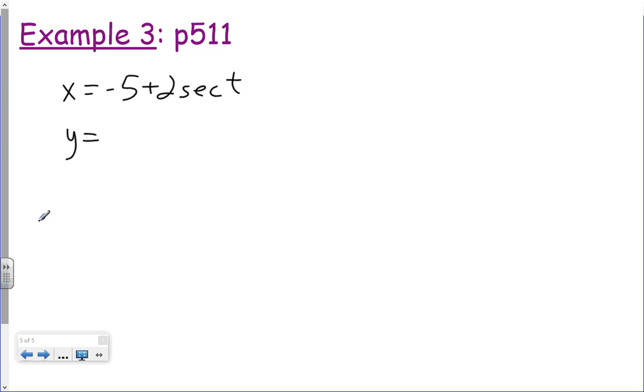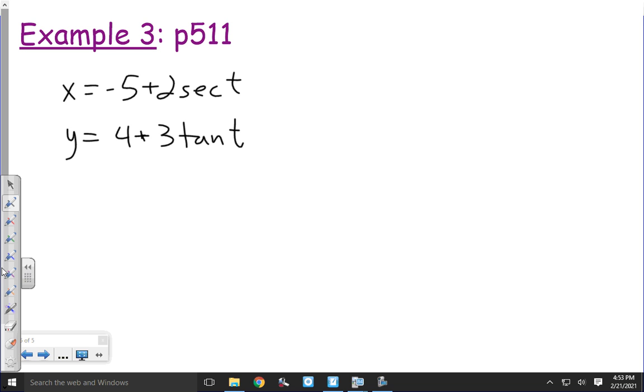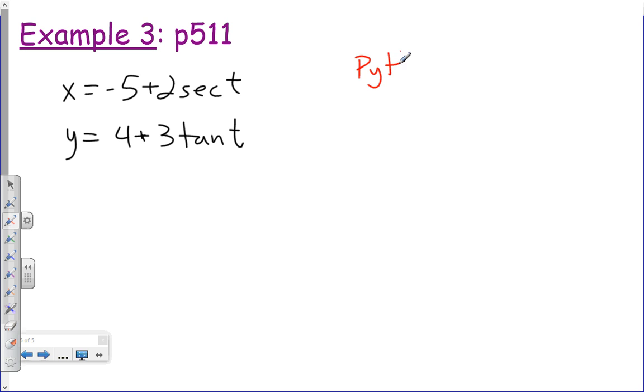So x is negative 5 plus 2 secant of t, and y is 4 plus 3 tangent of t. All right. The key here is to remember your Pythagorean properties. There are two Pythagorean properties that you need to remember. The one that we need for this, because it involves secant and tangent, is the fact that 1 plus tangent squared of t is equal to secant squared.